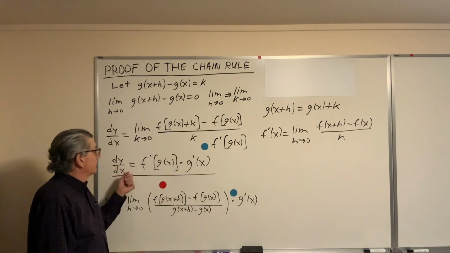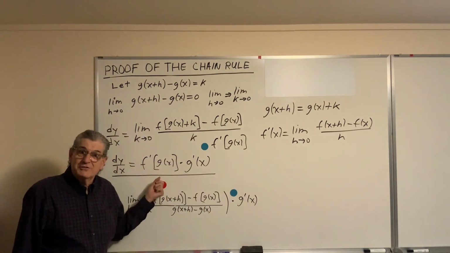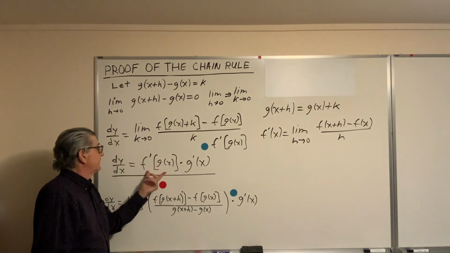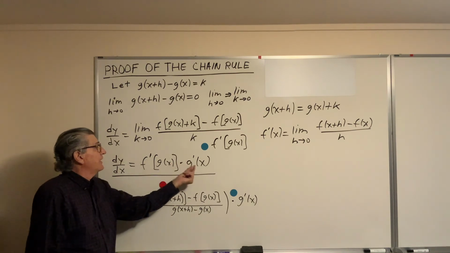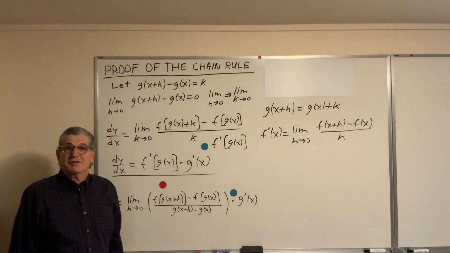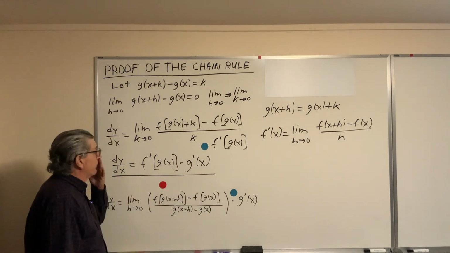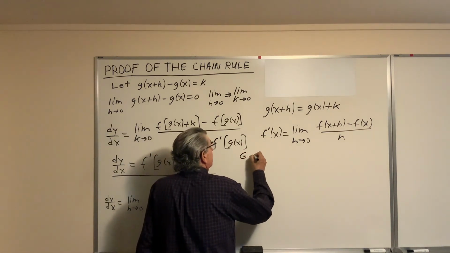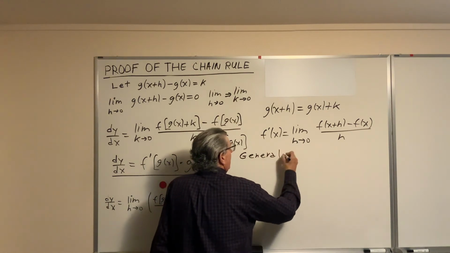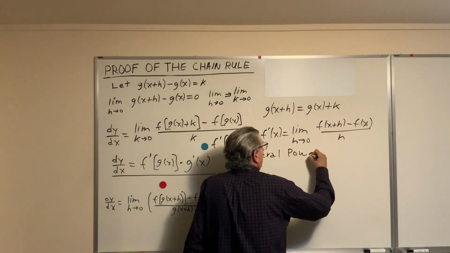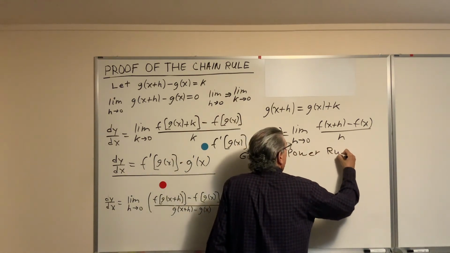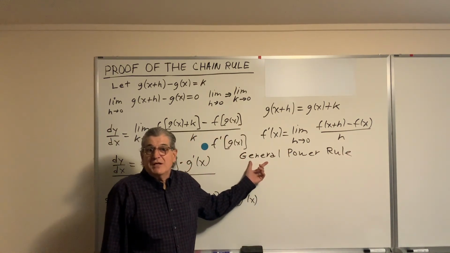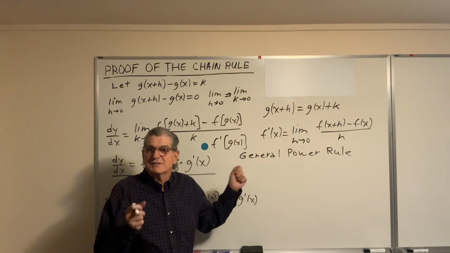You take the derivative of a function, and all you do is take the derivative of the outside function and then times the derivative of the inside function. Now, the general power rule is just part of the chain rule. I mean, this is just a simpler part of the chain rule.